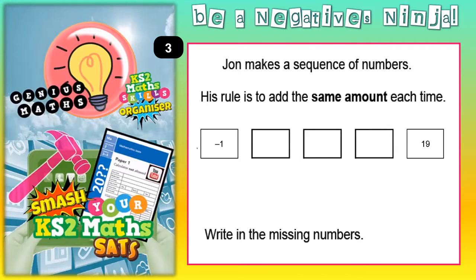Question number 3. John makes a sequence of numbers. His rule is to add the same amount each time. Write in the missing numbers. Now the first thing we've got to do is figure out what the gap is.